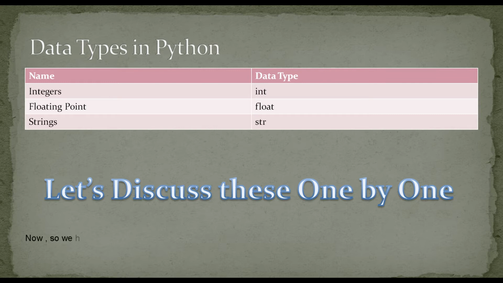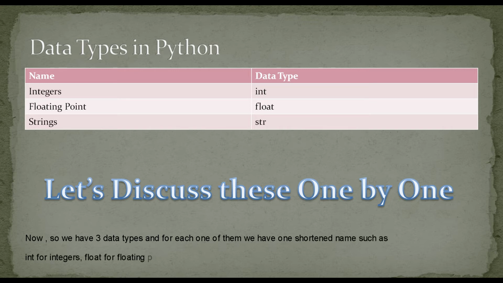Now, we have three data types, and for each one of them we have a shortened name such as int for integers, float for floating point, str for strings. Now let's discuss these one by one.